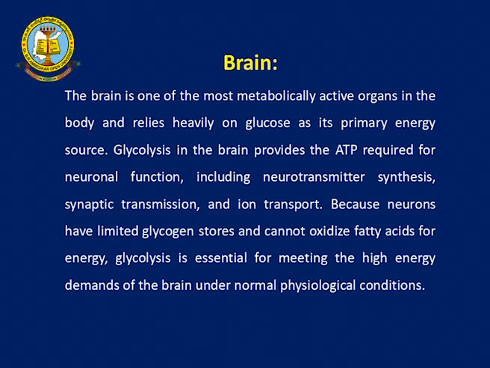because neurons have limited glycogen storage and cannot oxidize fatty acids, especially in the brain region. Fatty acids cannot be oxidized for energy there. Glucose is essential for meeting the high energy demand of the brain under normal physiological conditions. This is the importance of how the brain cells are activated.